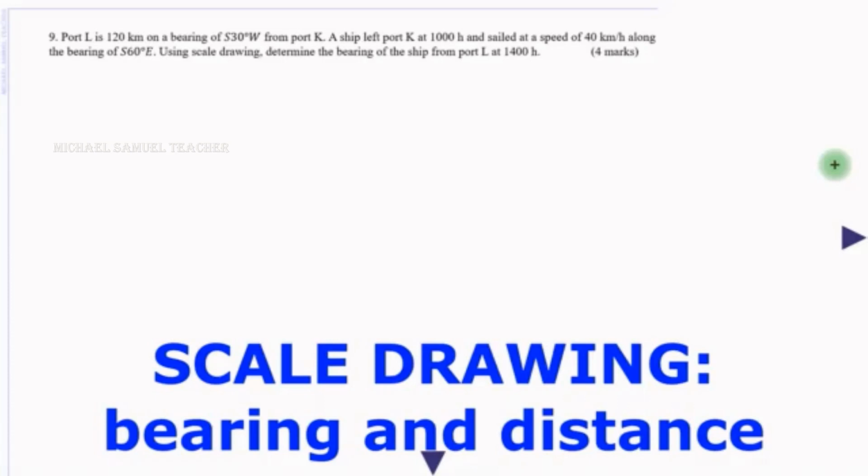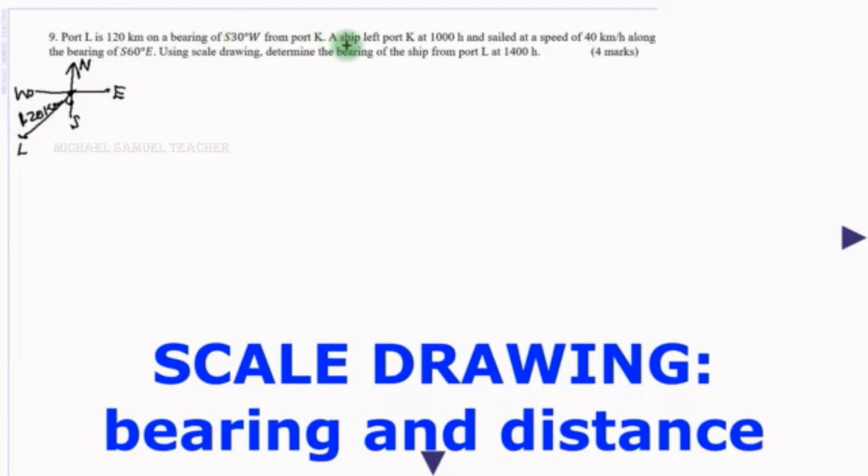Now, if I consider this, very important, this is north, south, then east, and then west. So it simply means that Port L, from K, we take K as our origin, and then from there, that is 30 degrees southwest to L, and that is 120 kilometers.